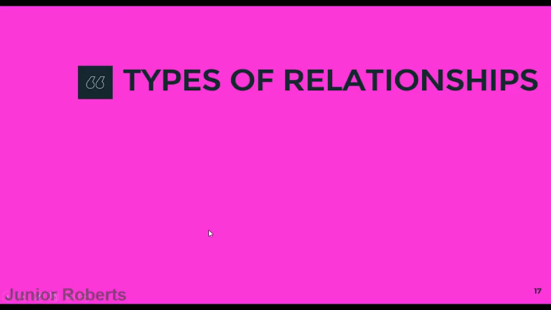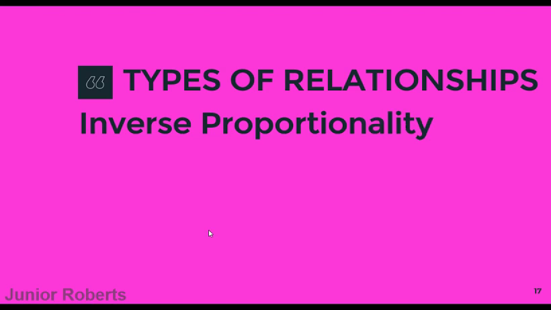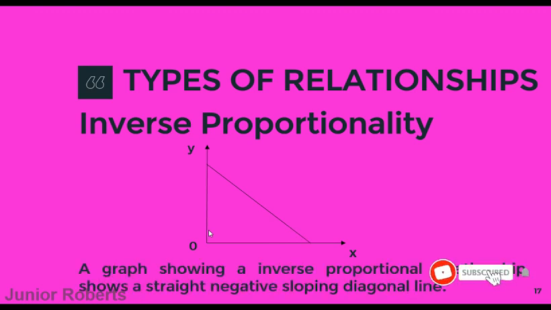Now, the next relationship that we look at is one referred to as inverse proportionality. Now, this is the graph that shows inverse proportionality, and we say that a graph that shows inverse proportionality is a graph that shows a straight negative sloping diagonal line, right? So this is our diagonal line, and in this case, it's sloping downward, so we're saying that it is negatively sloping, right?